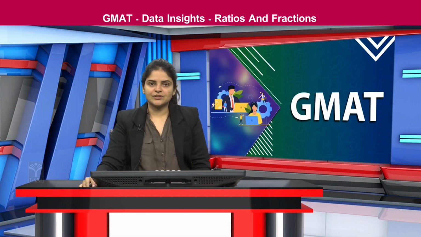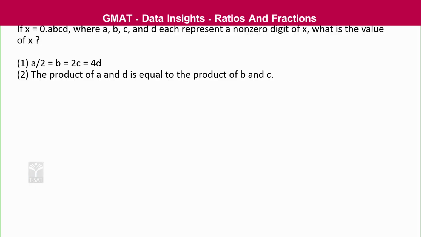Let us see the next question now. If X is equal to 0.ABCD, where A, B, C and D each represent a non-zero digit of X, what is the value of X? Okay. Statement 1 tells us that A/2 = B = 2C = 4D. So, from the last two, you will have A = 8D.